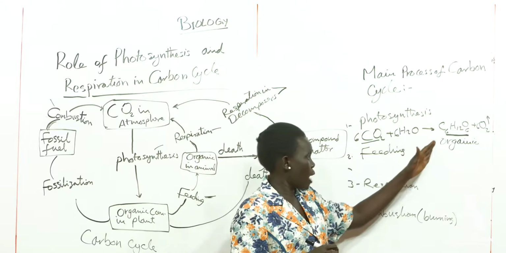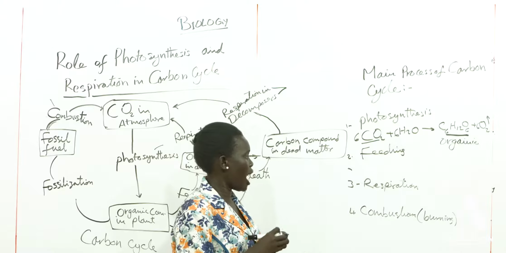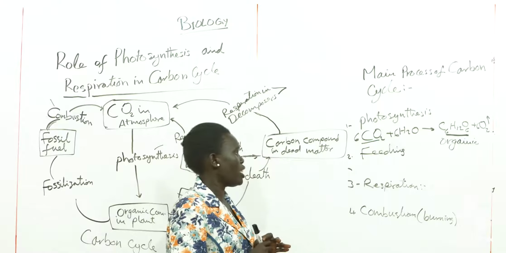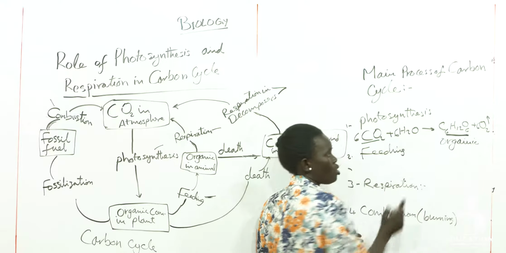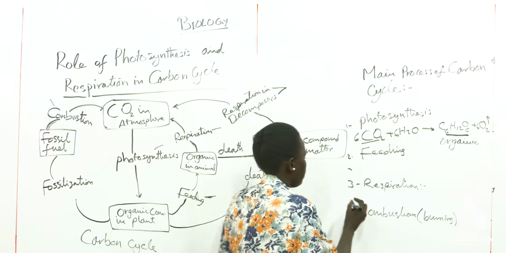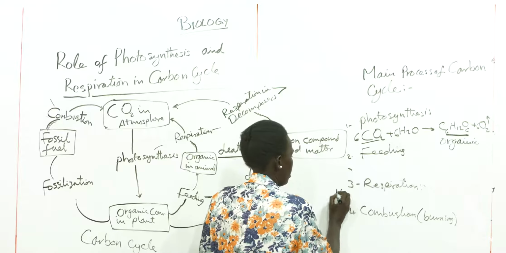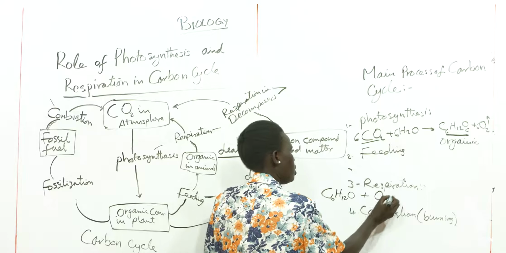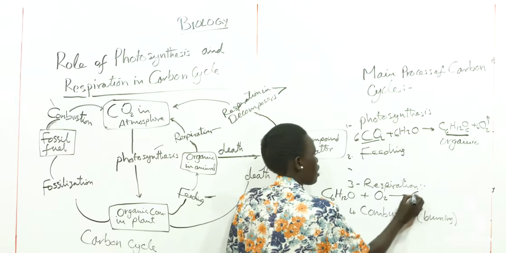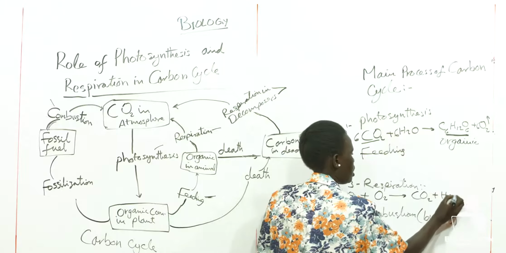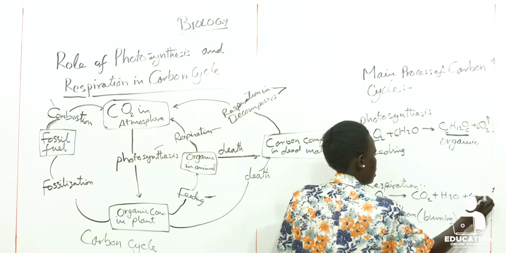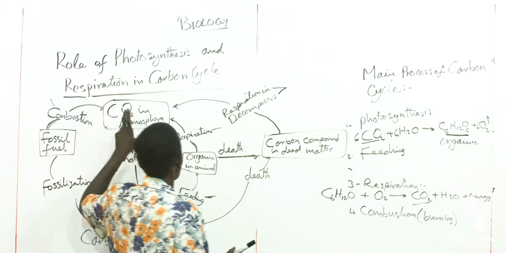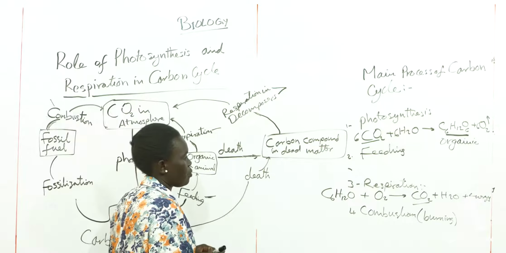The animals and plants that are still alive, through breathing they take in oxygen. Then the oxygen will break down the glucose into carbon dioxide. This is the glucose. In the presence of oxygen, it will give us carbon dioxide plus water plus energy. This carbon dioxide, through respiration, will be sent back to the atmosphere again.